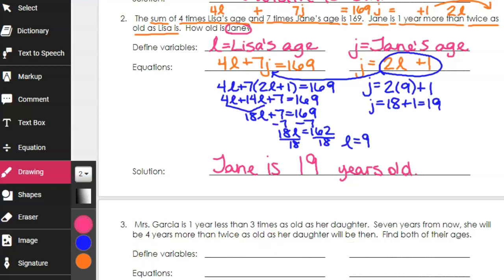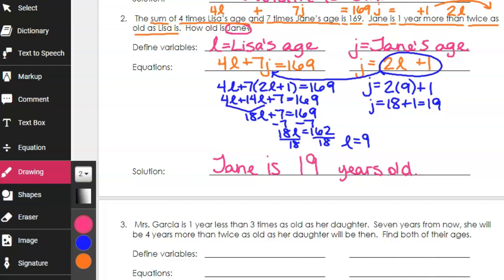So hopefully you were able to combine like terms, move the constant, divide by 18. You find out that Lisa's age is 9, however, that's not what you were asked for. So you have to substitute 9 into your second equation to learn that Jane is 19 years old.